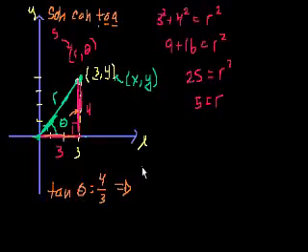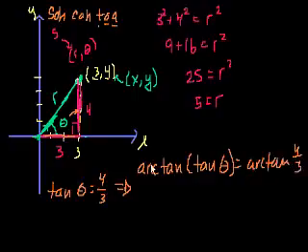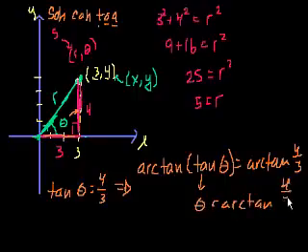You could write it as the arctan of the tangent of theta is equal to the arctan of 4/3. And of course, the arctan of the tangent, this is the same thing as the inverse tan of the tangent of theta. This is just equal to theta. That just simplifies to theta is equal to arctan of 4 over 3.